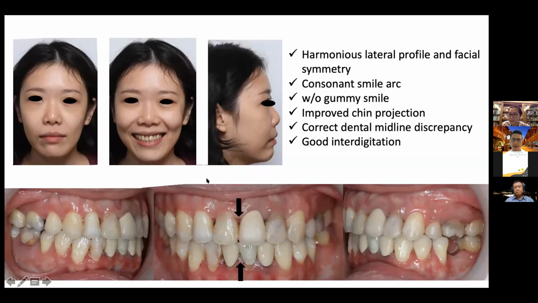Okay, and we have the next one, Dr. Manish. Her question is what kind of the retainer you prefer for orthodontic treatment in your cases, and for how long?